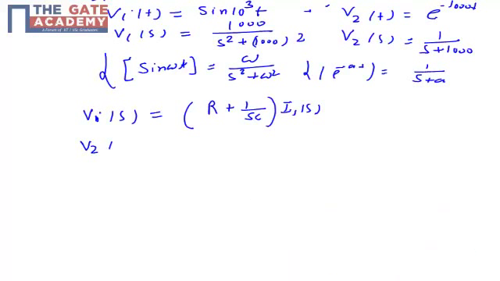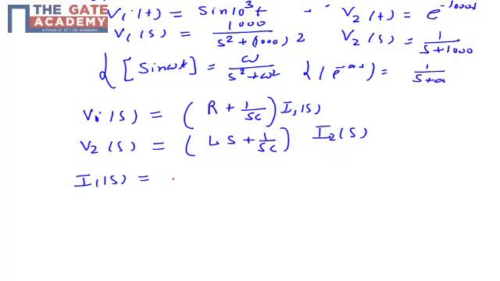Similarly, for V2(s) in the second circuit, my KVL equation is LS plus 1 by SC times I2(s). Now we can find I1(s), which will be V1(s) upon R plus 1 by SC, and I can put in the value of V1(s) calculated here, 1000 upon s square plus 1000 square. So my effective I1(s) will be 10^3 s upon R into s plus 1 by RC times s square plus 10 raised to the power 6.